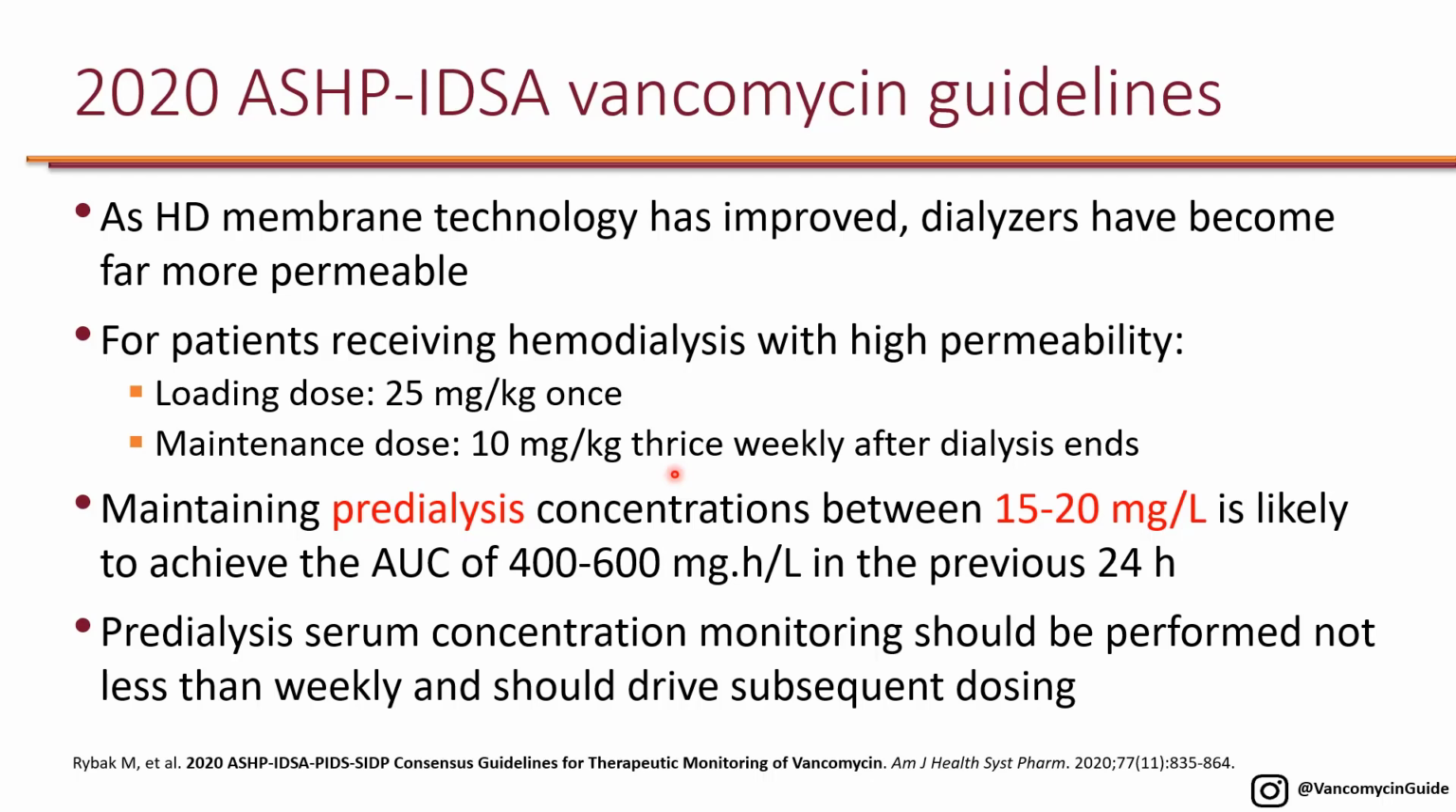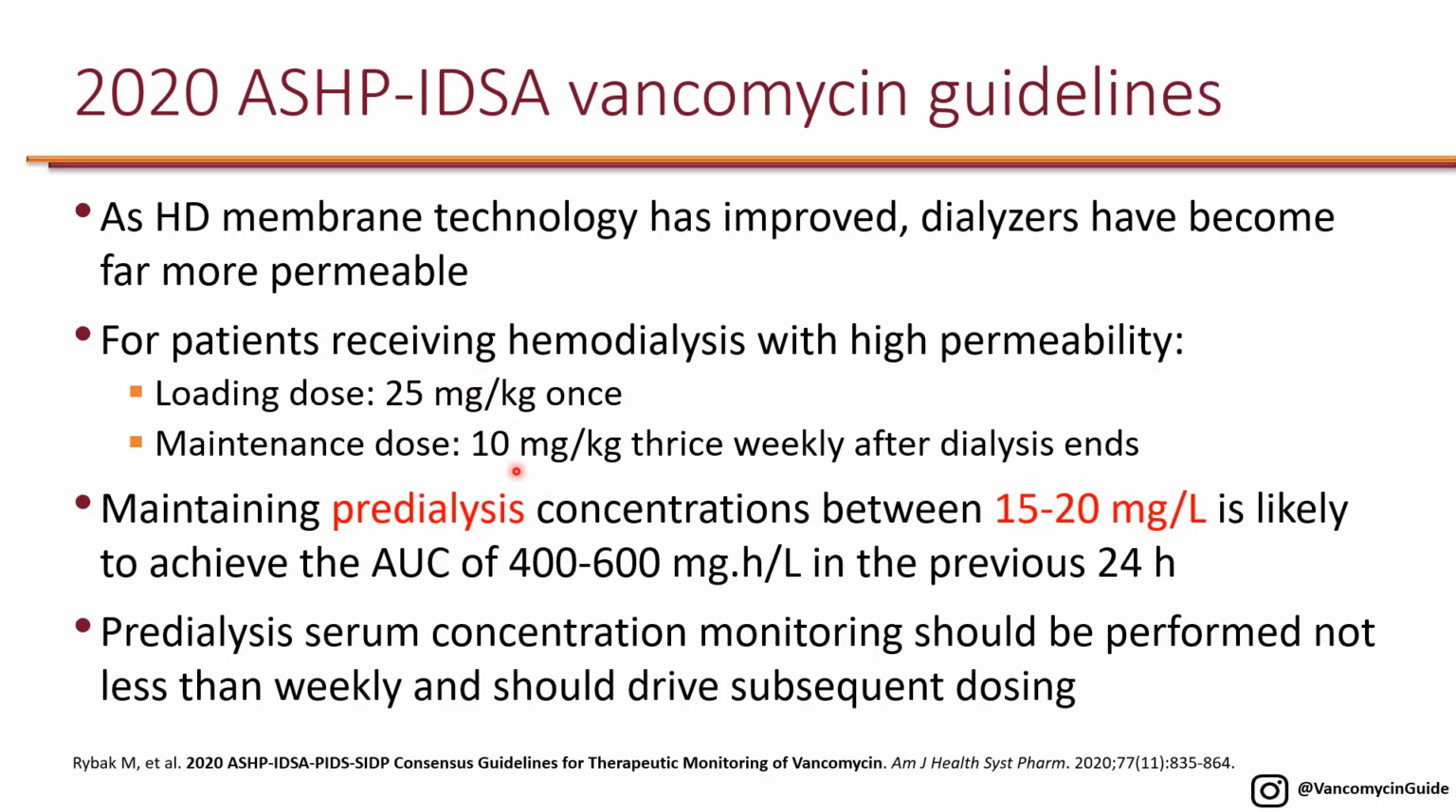So either Mondays, Wednesdays, and Fridays, or Tuesdays, Thursdays, and Saturdays are common. And this maintenance dose is basically to give after the dialysis is done. And they do recommend getting a pre-dialysis level instead of post-dialysis. As long as this pre-dialysis level, right before hemodialysis is done, is 15 to 20, it's very likely to achieve an AUC of 400 to 600 in the previous 24 hours.